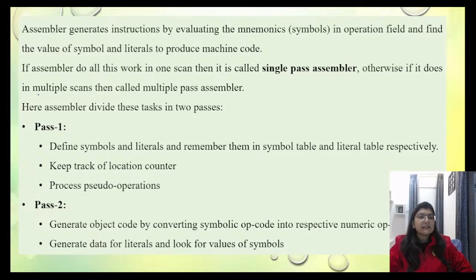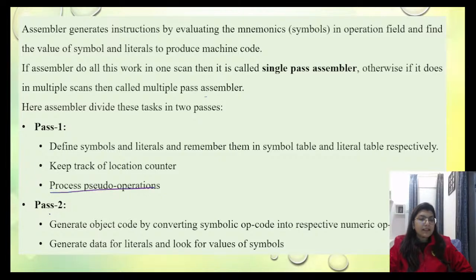Otherwise, if it does perform in multiple scans, it is called a multiple pass assembler. Now in a two pass assembler, the task is divided into two phases. The first phase is pass 1: define symbols and literals and remember them in the symbol table and literal table respectively, keep track of the location counter, and process pseudo code operations. So here this is written process pseudo operations.